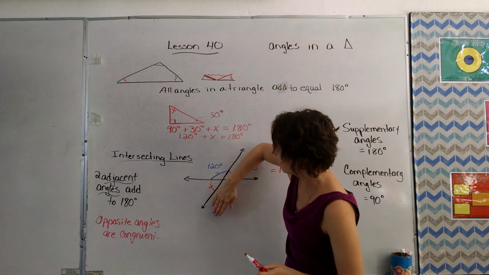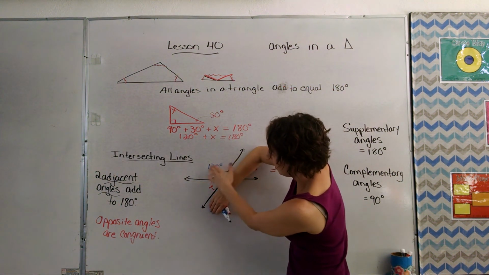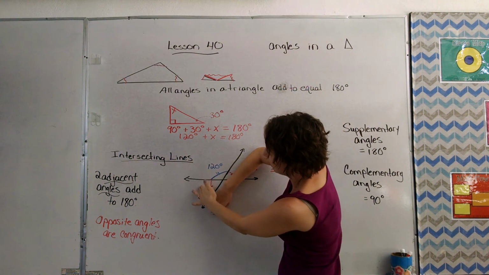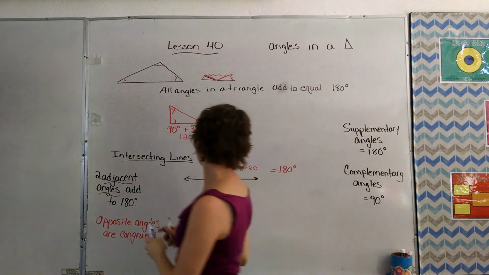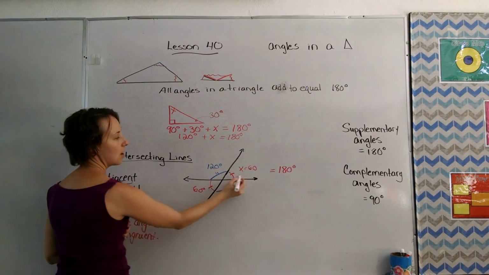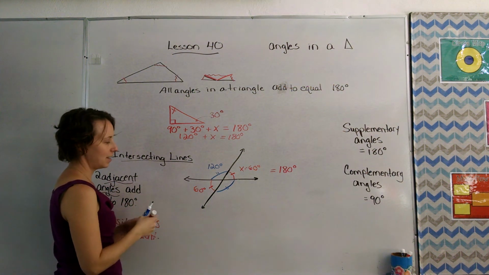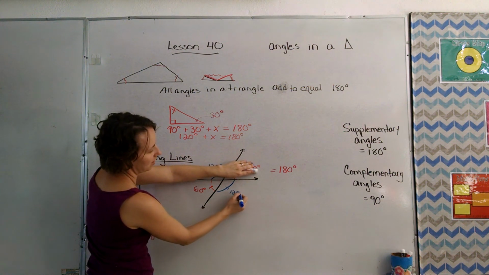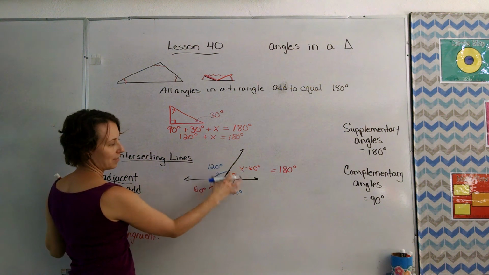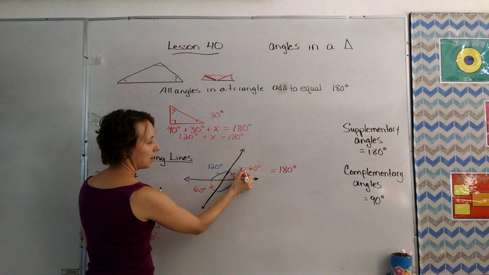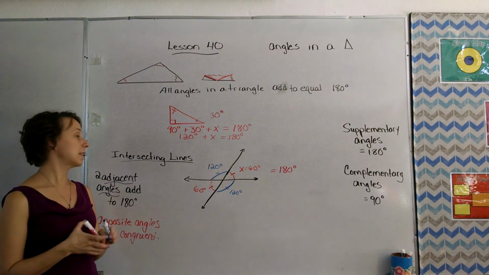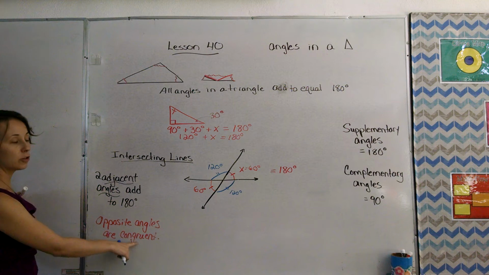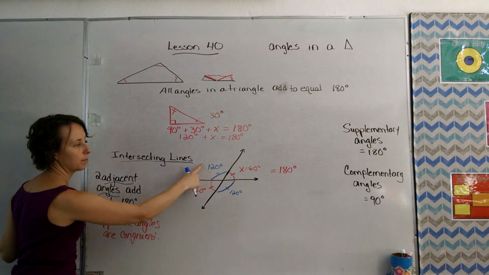Well, what if we had solved for it this way? Here's 120, and I wanted to find this angle. Well, adjacent angles add to 180. 120 plus 60 would also equal 180, which means this angle would also be 60 degrees. Notice they're the same, which means 60 plus what would equal 180? 60 plus 120. This will also be 120. Opposite angles are the same. In math, when something is the same, we call it congruent. Add to your notes, please. Opposite angles, when we have intersecting lines, are congruent. That means they're the same size and measure.